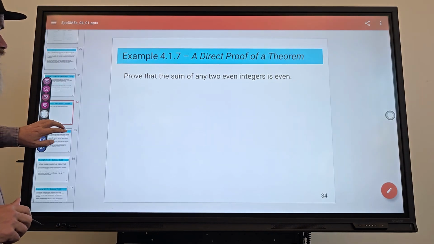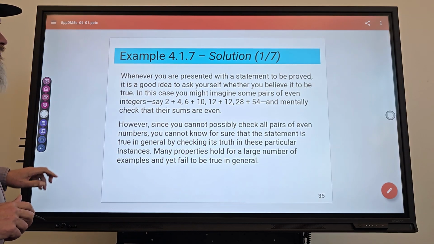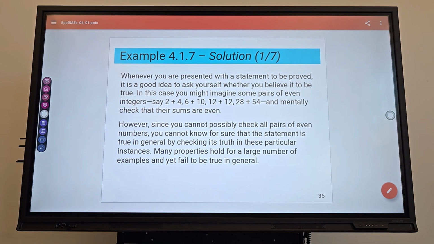When presented with a statement to be proved, you can ask yourself whether you believe it to be true. In this case, you might imagine some pairs of even integers and mentally check that their sums are even. Since you cannot possibly choose all pairs of even numbers, you cannot show for sure that the statement is true in general by checking its truth in these particular instances. You cannot do an exhaustive proof on an infinite set.